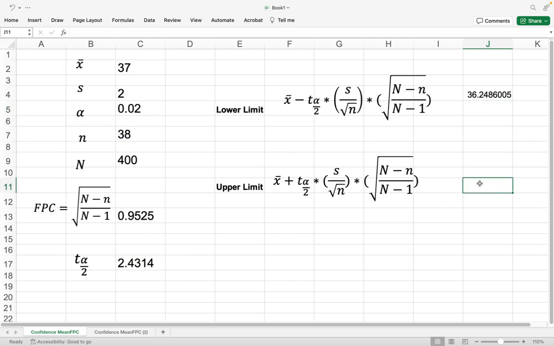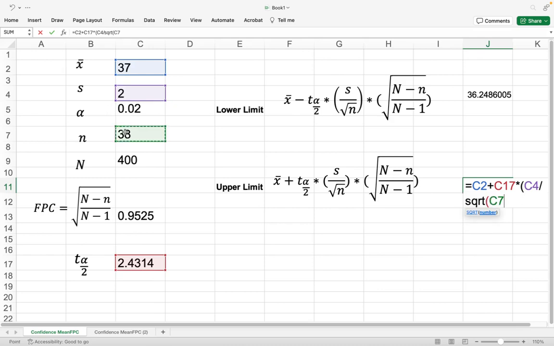Okay? What about the upper limit? X bar plus T alpha divided by 2 times S, the sample standard deviation, divided by the square root of sample size 38, times FBC.